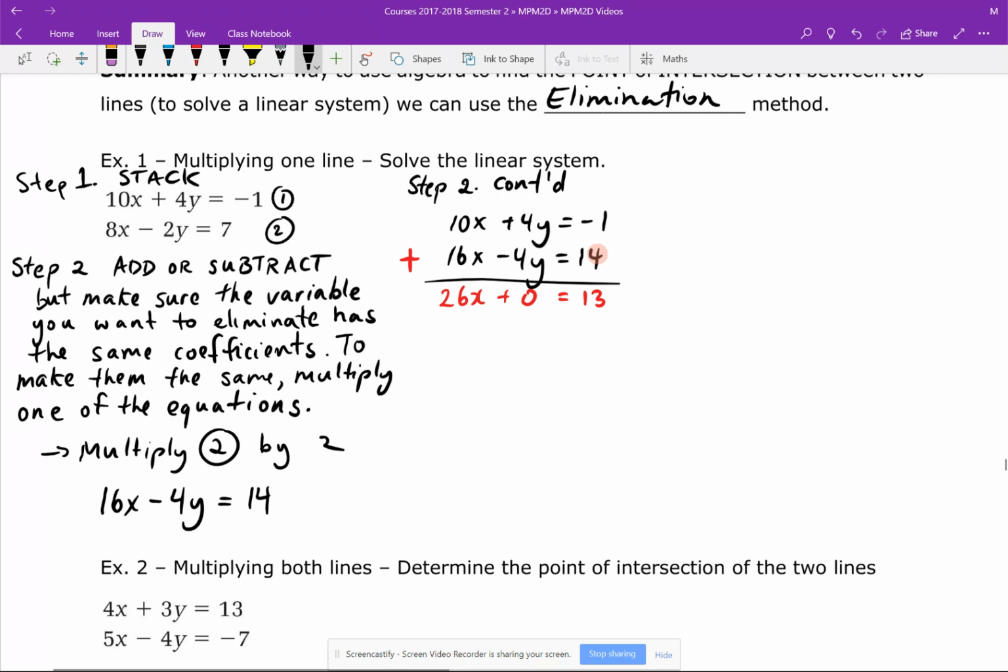Okay, so the next step is to solve for x. So 26x equals 13. And to solve for x, divide both sides by 26. So 13 divided by 26, that's the same thing as saying 1/2. So step 3, I should have said here, step 3 is solving for the variable.